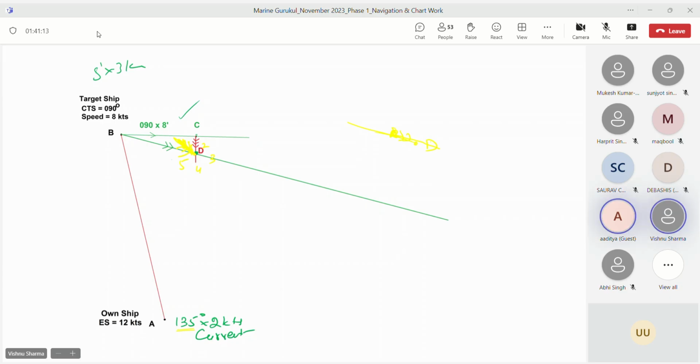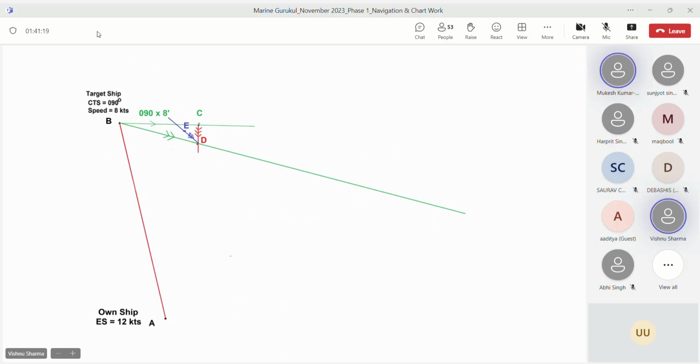So I'll now clear this. Okay, it will be on the next one. So now, do you agree that from point E, the current will drift the own ship to D in 1 hour? Yes or no? Yes, sir.